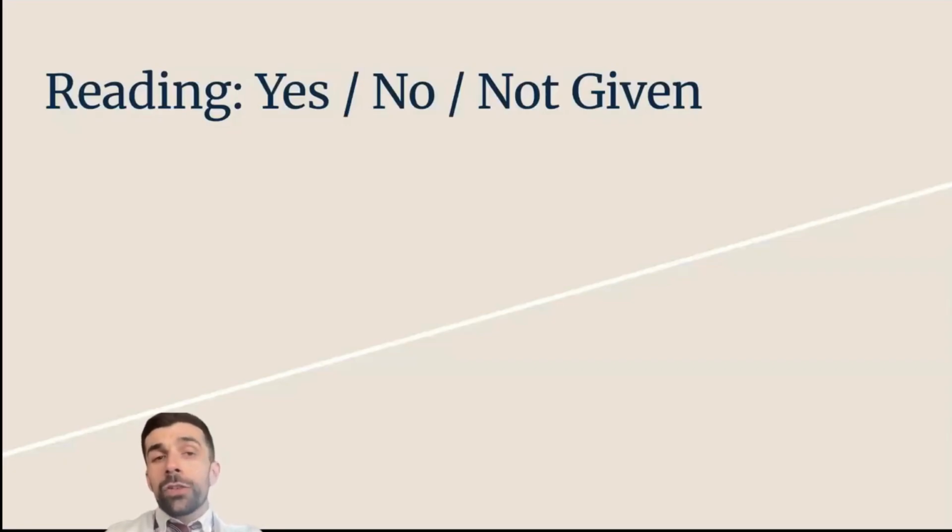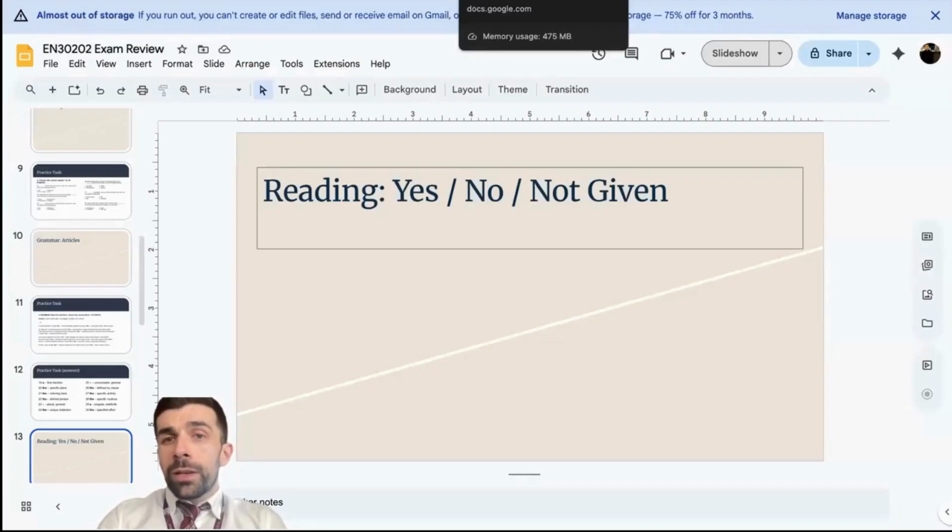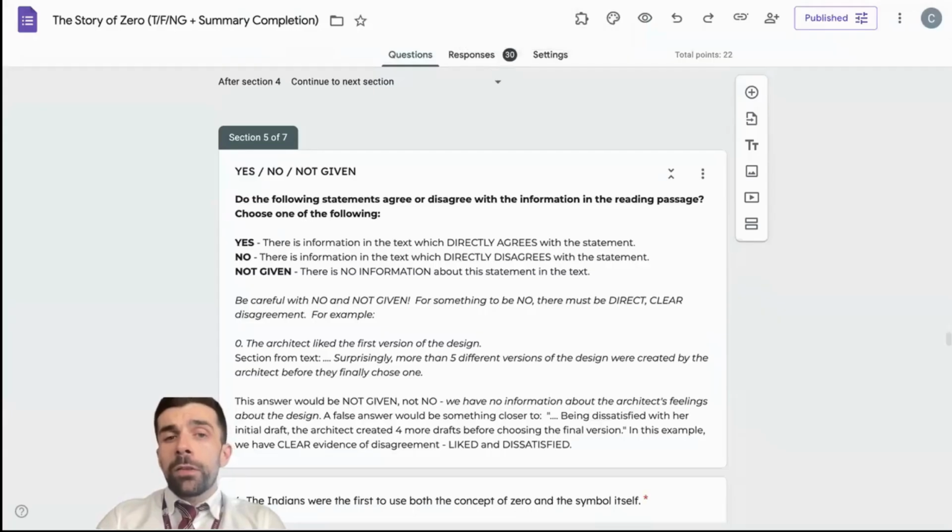Now we turn our attention to the reading part of the exam. In the reading part of the exam, we're going to focus mostly on a type of task called yes, no, or not given. Yes, no, not given can be found in our assignment on the story of Zero, in section 5, where a brief explanation of how to approach this task is given. Take about 3 minutes to read the information and remember how to do the task.